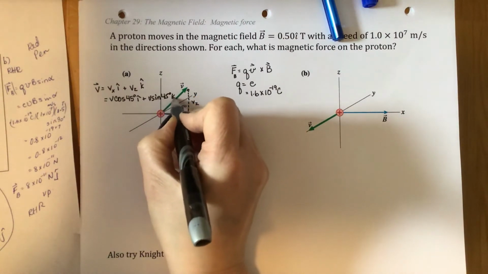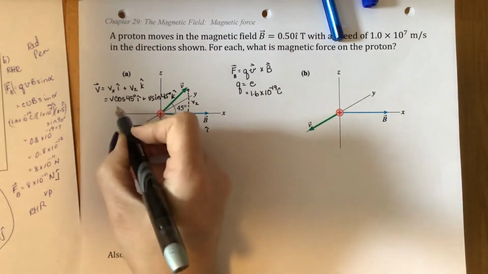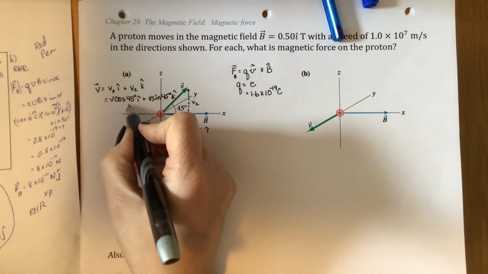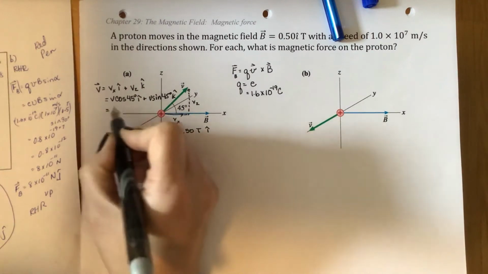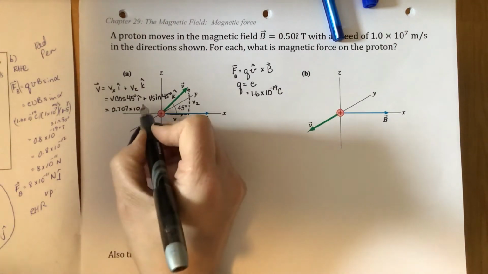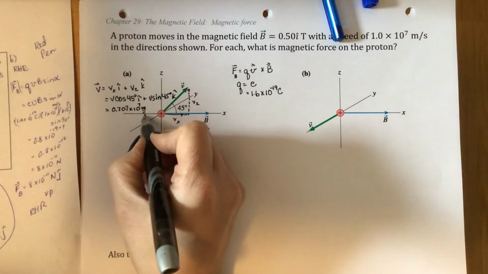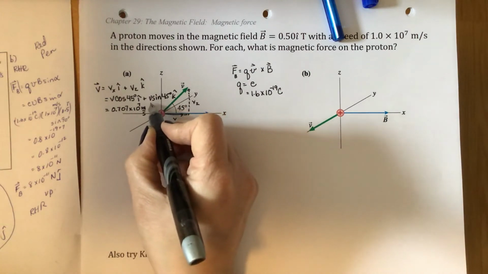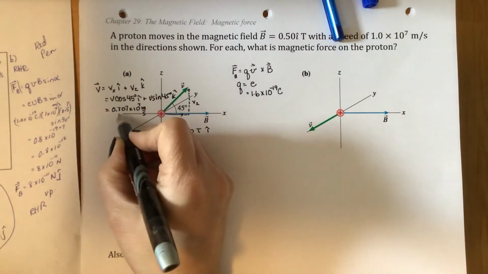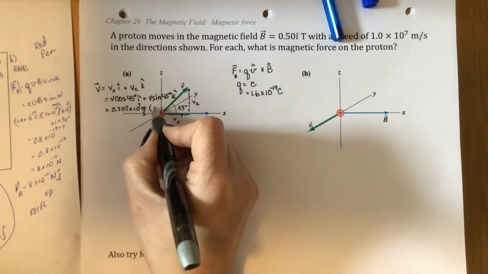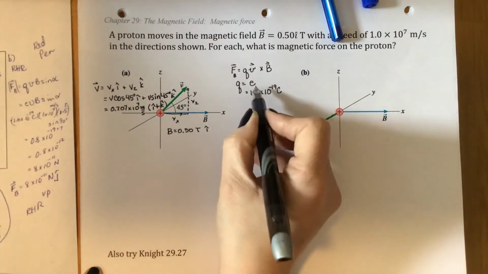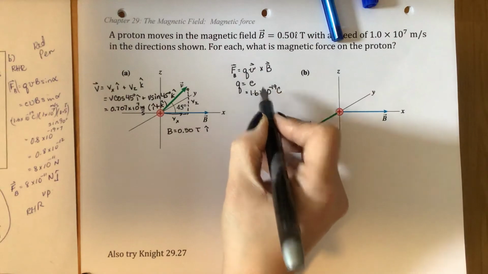Let's see. V is 1 times 10 to the 7. Cosine 45 is root 2 over 2. That's 0.707. So 0.707 times 10 to the 7 meters per second. Same thing here for V times sine 45. 1 times 10 to the 7 times root 2 over 2 is going to give us 0.707 times 10 to the 7. Okay, there's our velocity vector. So now let's use this in our equation for magnetic force. Let's find the magnetic force on the proton.